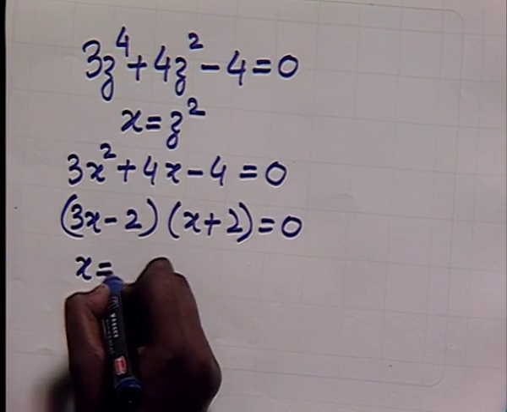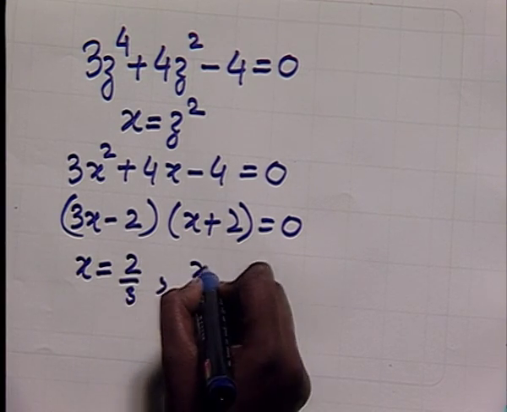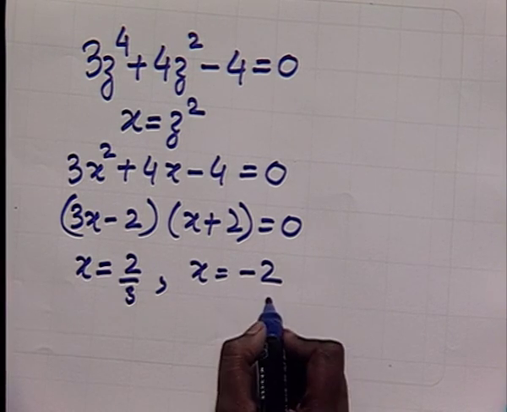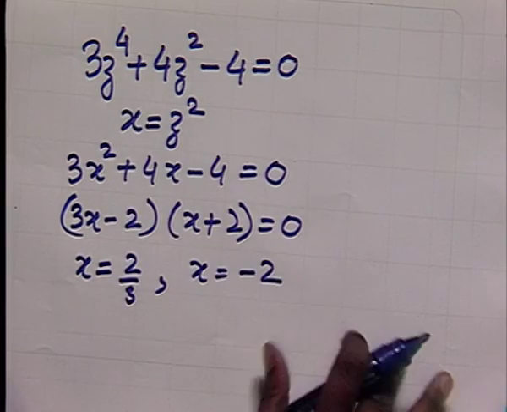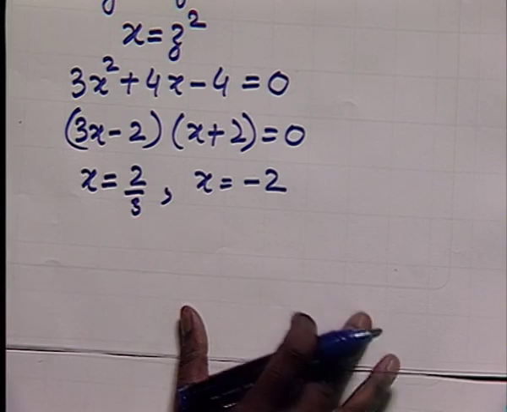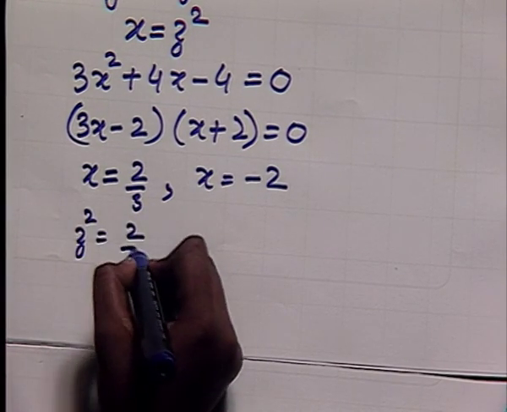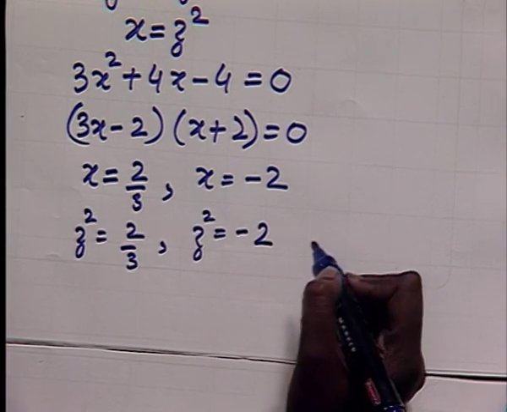and we get the values of x as x is equal to 2 by 3 and x is equal to minus 2. But since we have substituted z square as x, replacing this x by z square here, we get z square is equal to 2 by 3 and z square is equal to minus 2.